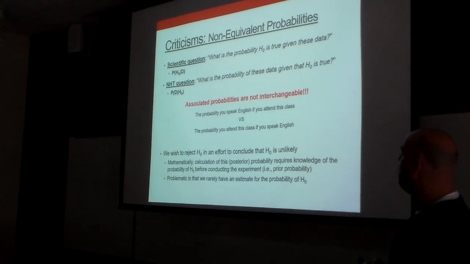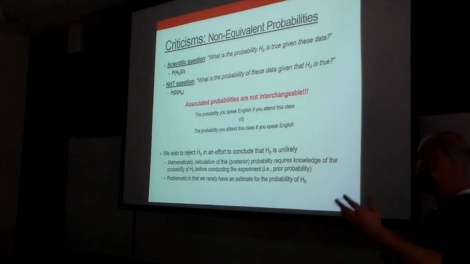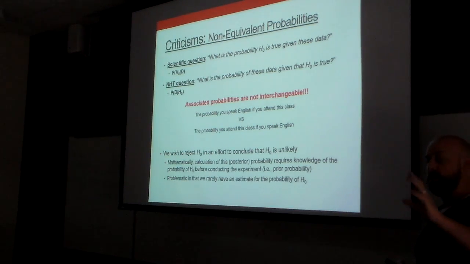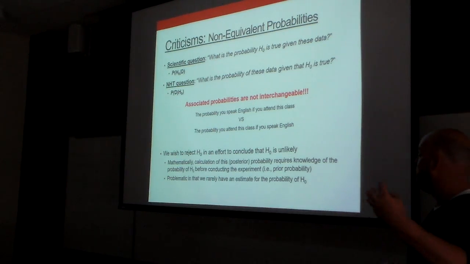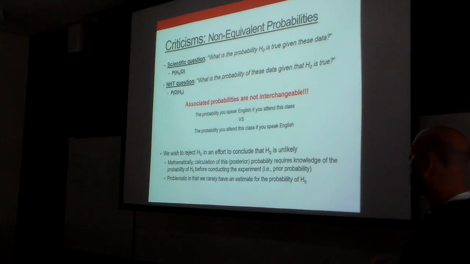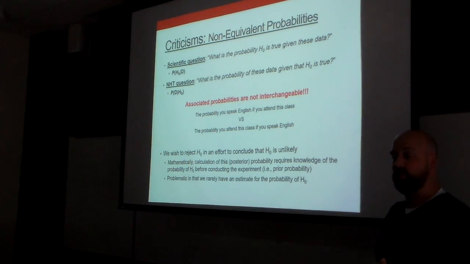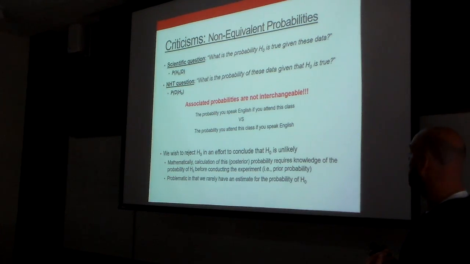And so again, what we want to do is reject the null in an effort to conclude that the null hypothesis is unlikely based on the data that we've collected. But if we're going to do this from a mathematical standpoint, this is when we get into Bayes factors and probabilities, and prior and posterior probabilities and things like that.